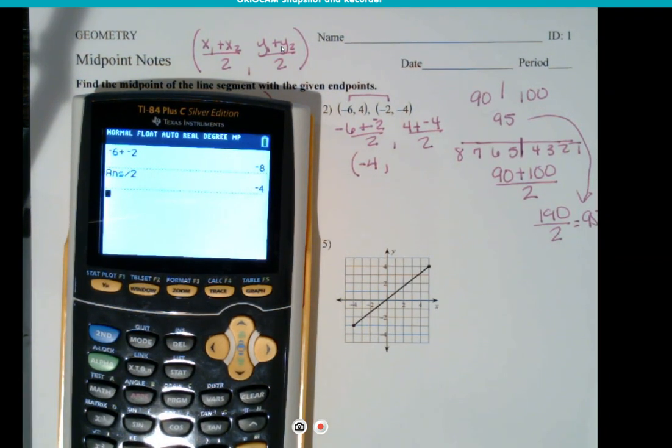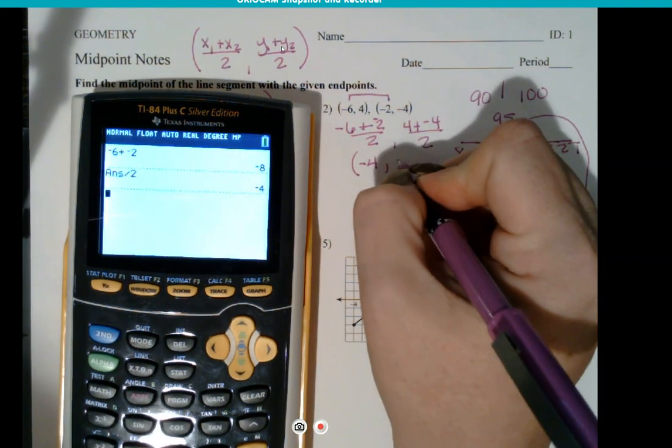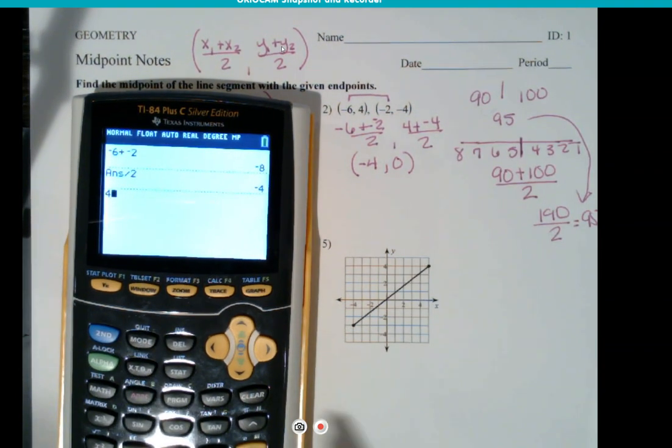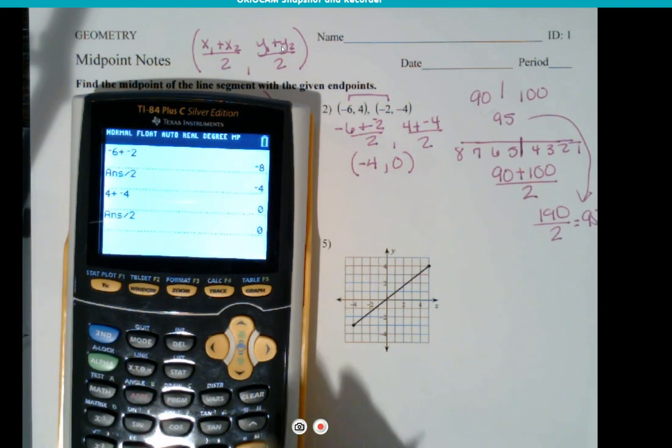And then I have to do the other side. Now, what is 4 minus 4? That's going to be 0. And 0 divided by anything is 0. So this is going to be 0 here. If you don't believe me, you can type it in, and 0 divided by anything is 0.